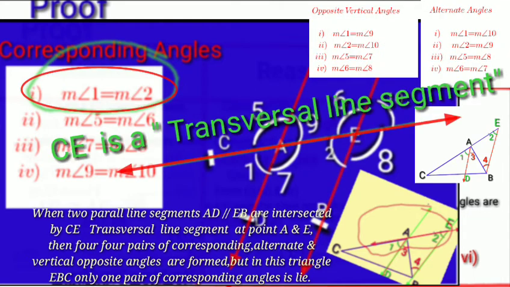When two parallel line segments AD parallel EB are intersected by a transversal line segment CE at points A and E, then four pairs of corresponding angles, alternate angles and vertical opposite angles are formed. But in this triangle EBC, only one pair of corresponding angles, measure angle 1 is equal to measure angle 2, lies in this triangle EBC, which is equation 1 of the proof.